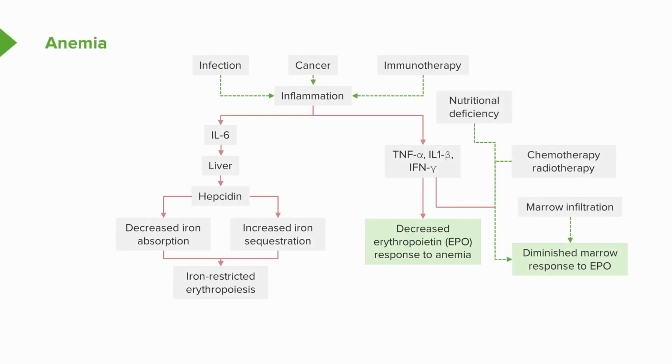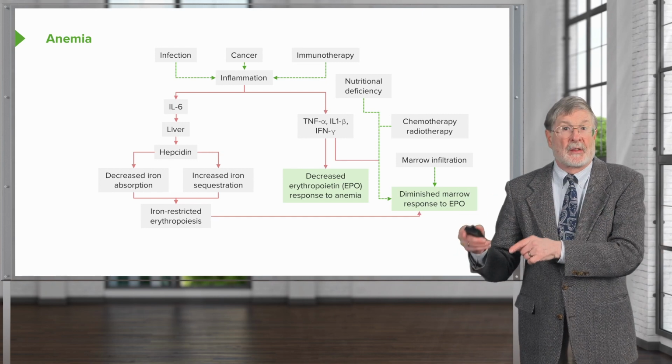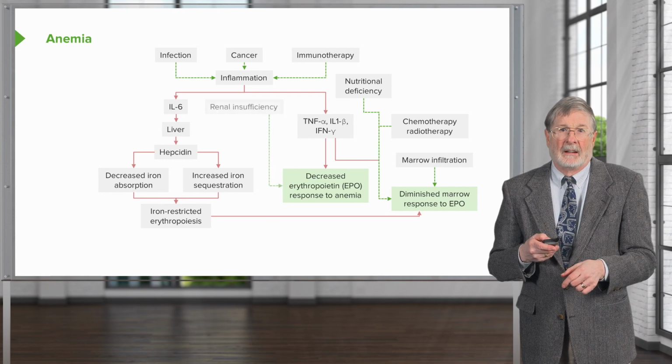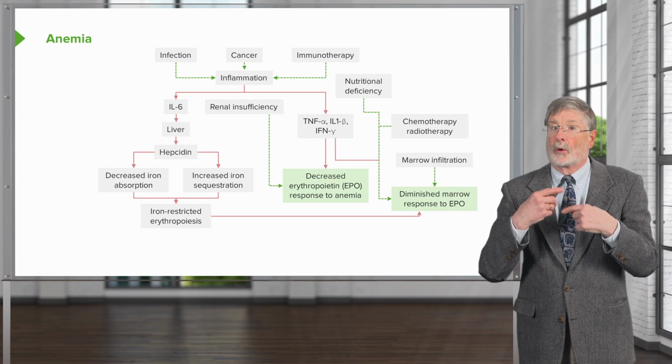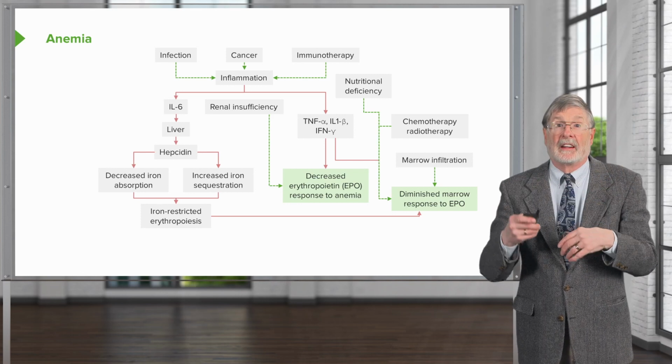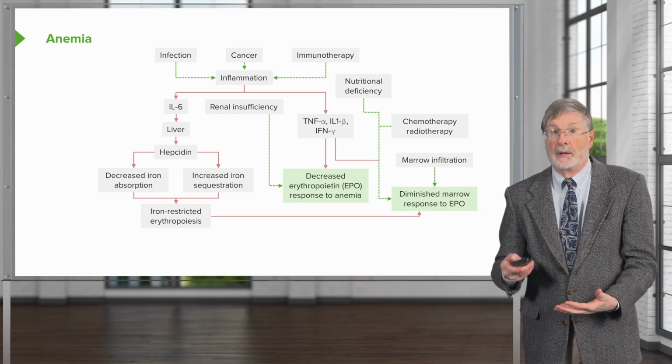There's more. So nutritional deficiencies, the effects of chemotherapy and radiotherapy, and marrow infiltration by a tumor will mean that the marrow cannot respond appropriately to EPO, even if all the other levels are appropriate. Iron-restricted erythropoiesis clearly also diminishes the marrow response to erythropoietin. And there's more. Renal insufficiency, due to chemotherapy or due to other kind of comorbidities, will result in less erythropoietin production, so therefore more anemia.